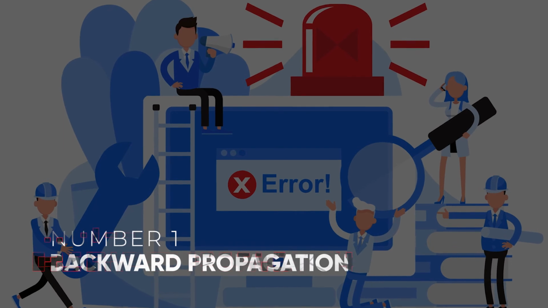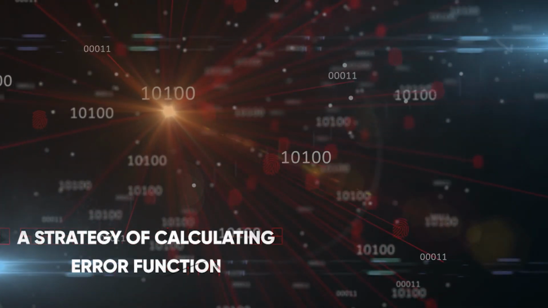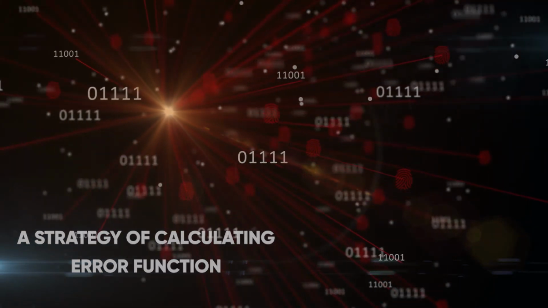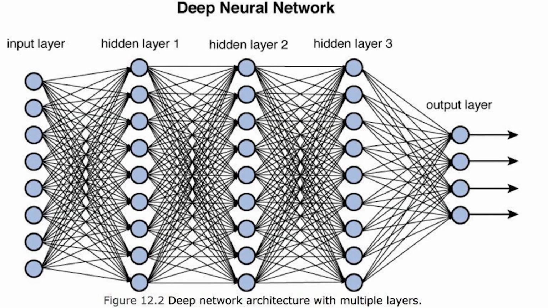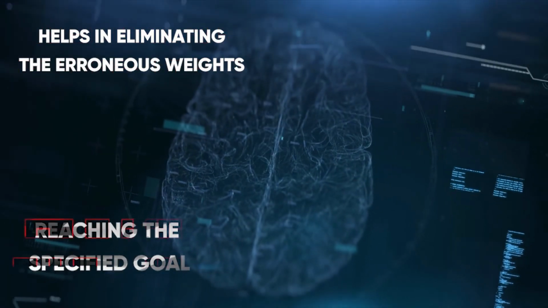Two types of propagations are usually used in deep learning. Number one is back propagation, or backward propagation. It is a strategy of calculating error function gradients in accord with the weights of the neural network. This process of backward calculation helps in eliminating the erroneous weights and reaching the specified goal.